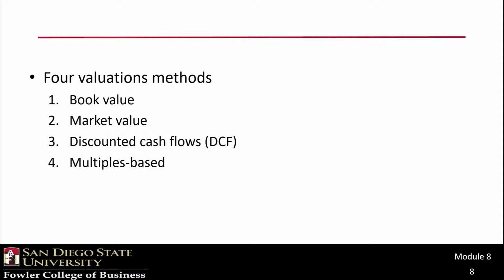The discounted cash flow method, which we've done some discounted cash flows, basically measures the firm's equity value as the discounted present value of its estimated future cash flows. And a multiples-based approach uses a ratio of stock price to some financial measure to determine the value of the firm's equity by comparing it to other firms that are similar, for example, in the same industry.